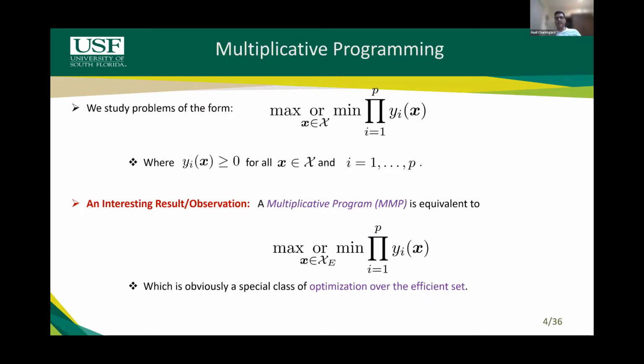So that means that your multi-objective optimization is maximizing or minimizing y1 of x to yp of x. If you know the efficient solutions of this problem, if you optimize this product over the efficient solutions, it gives you the same answer as the single objective optimization problem mentioned above. So these two problems are equivalent.